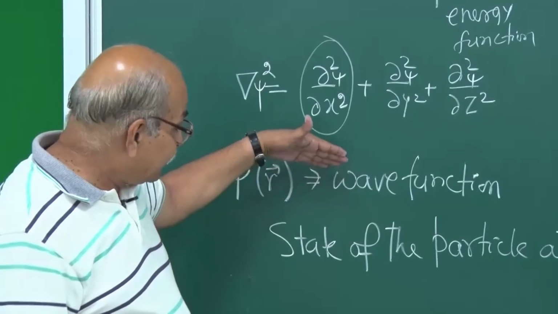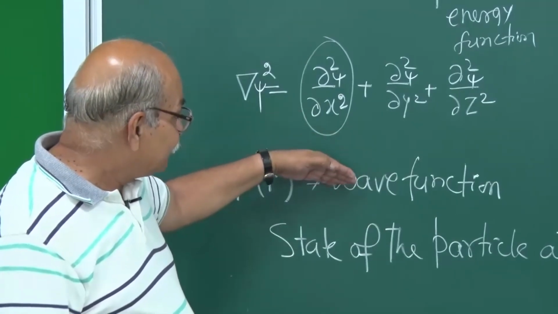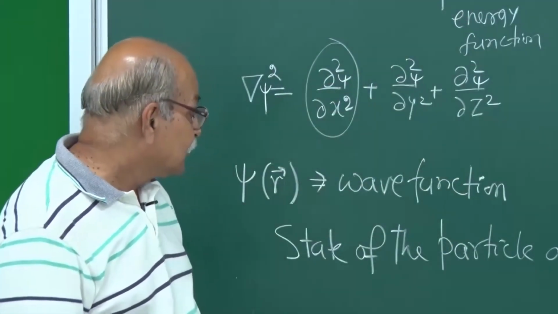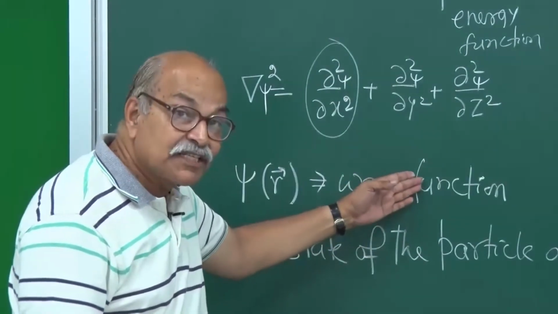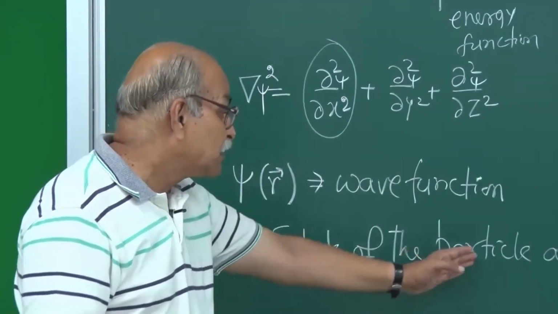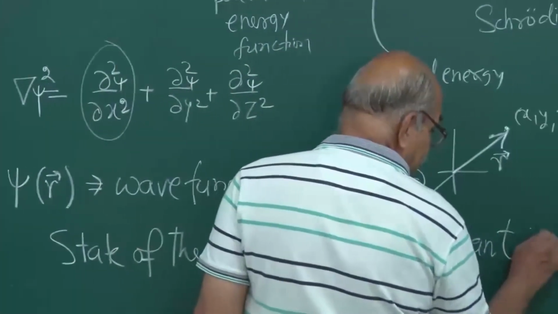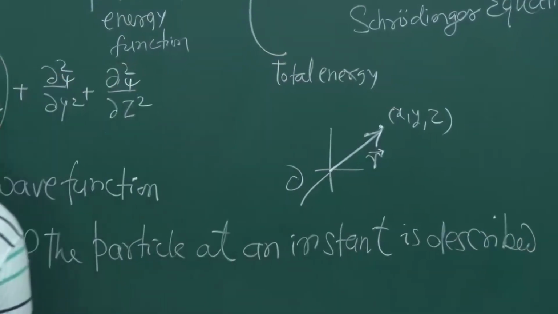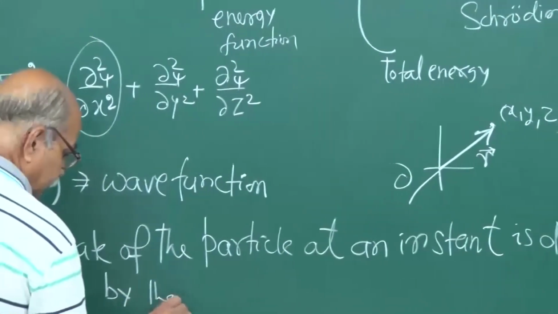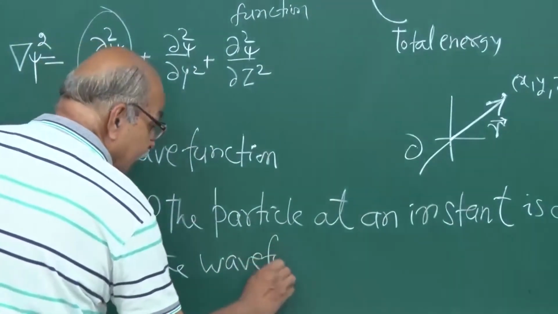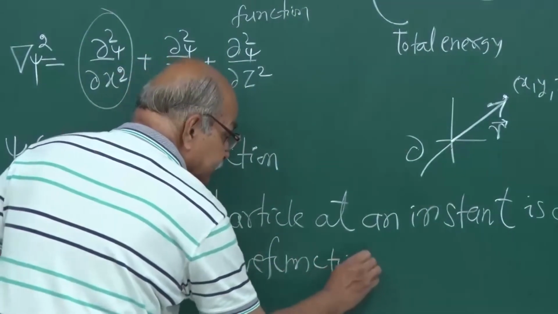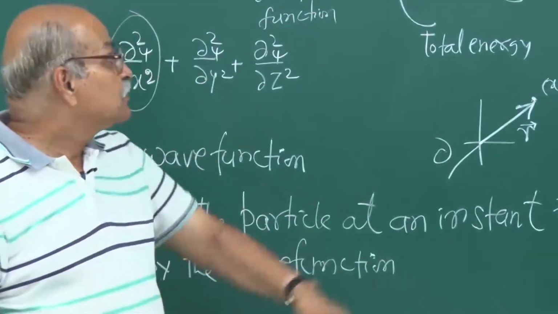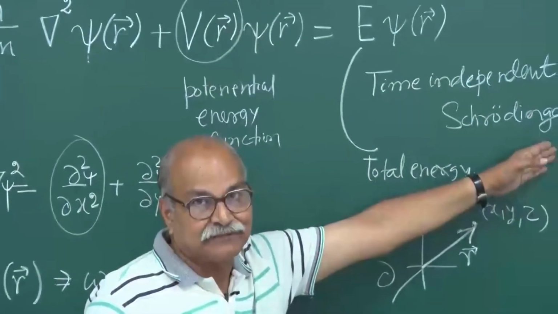So the theorem is, or the central idea is, that this wave function, which is a function of space point, which is a function of x, y, z, that function is the description of the state of the particle. State of the particle at an instant is described by this wave function, by its wave function at that instant. The wave function can change as the time passes, and how it will change, for that you have another equation which is known as time dependent Schrodinger equation.